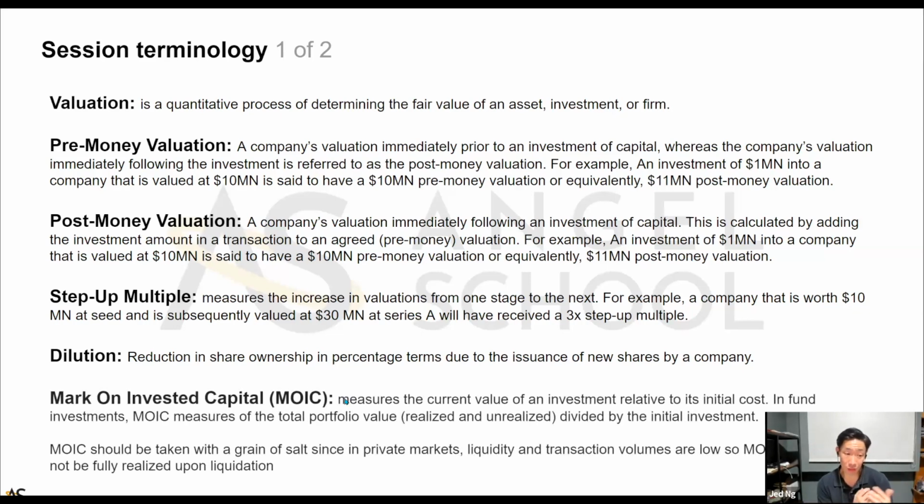The next term is multiple on invested capital, or MOIC, M-O-I-C. And think of this as very simply ROI, right? It's the same as an ROI definition in classical finance. So if you think about a company receiving a particular valuation in one round, and then they have a step-up multiple, they might go 3x. After dilution, let's say dilution is 10%, the resulting effect of the uplift, that is the multiple on invested capital.